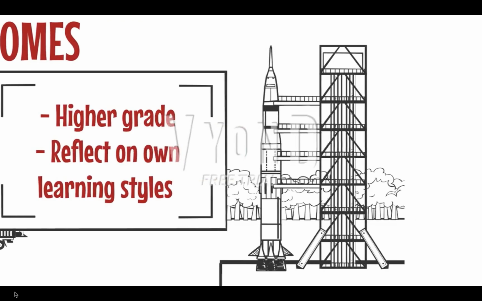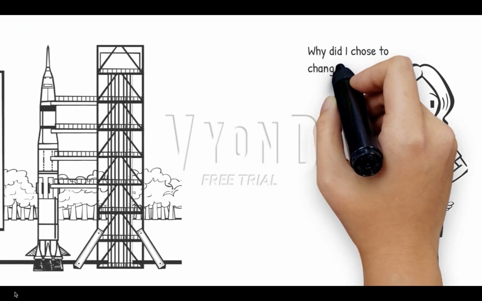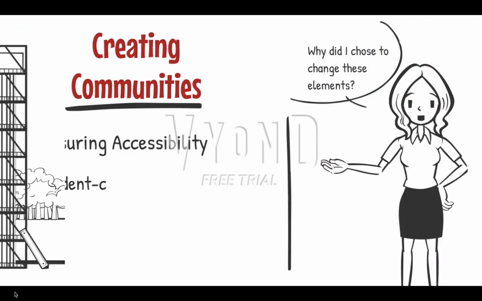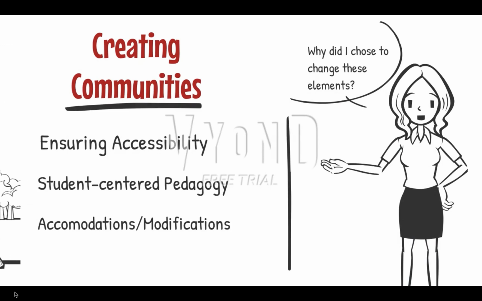I chose to change these elements to create a sense of community for my student. The purpose of this placement is to become more involved with those in our communities and help in any way we can. Ensuring accessibility for my student meant making sure all the material she needed was available to her through an array of platforms. Promoting student-centered pedagogy meant putting the needs of my student first. This meant learning and understanding her needs and determining what changes would help her best succeed. Finally, accommodations or modifications meant implementing the necessary changes to help my student achieve her goals.